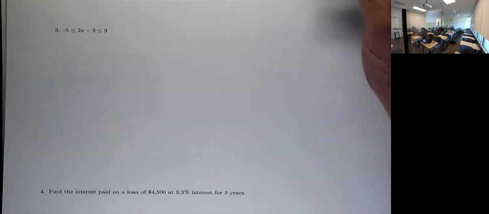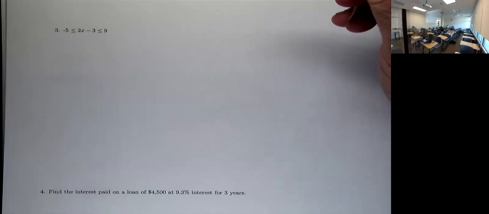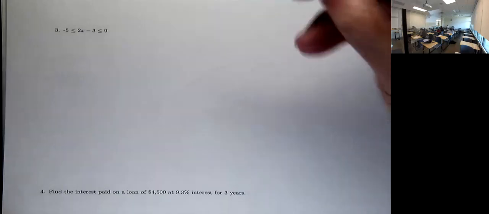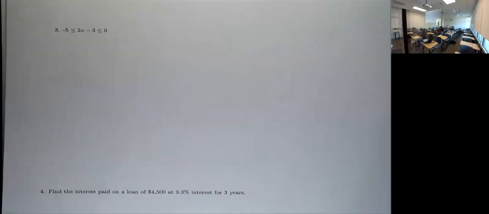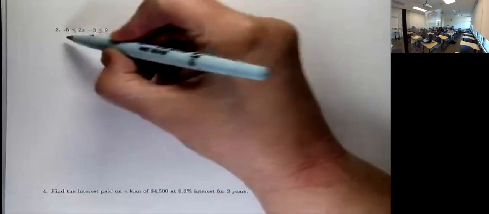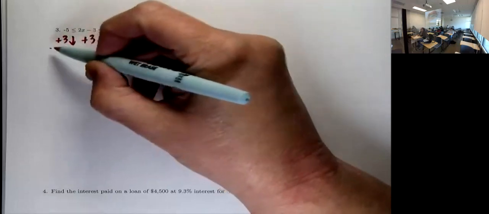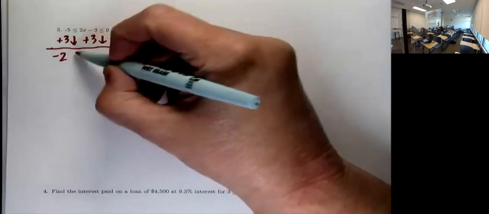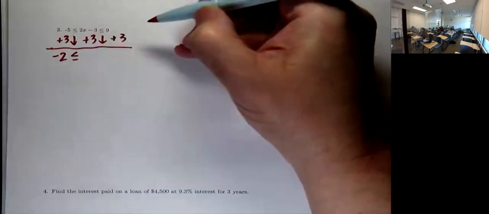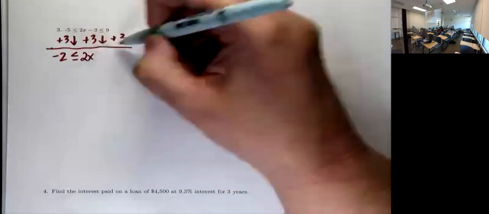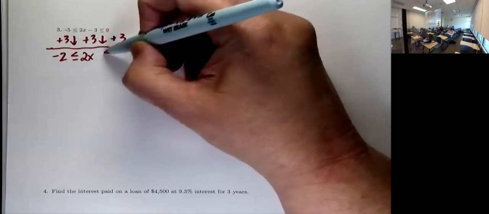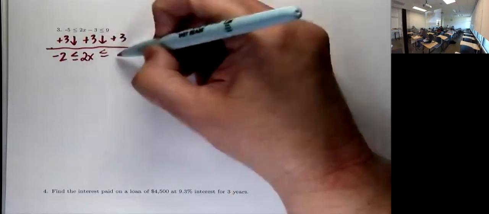All right. I got -5 is less than 2x minus 3 is less than 9. I need to get x by itself. So what I'm going to start off with is adding 3 everywhere. Add a 3 there, I'll add a 3 there, and I'll add a 3 there. And I'll bring the signs down. -5 plus 3 is -2. Then I have less than or equal to. I have 2x. The -3 and +3 go away. And 9 plus 3 equals 12.